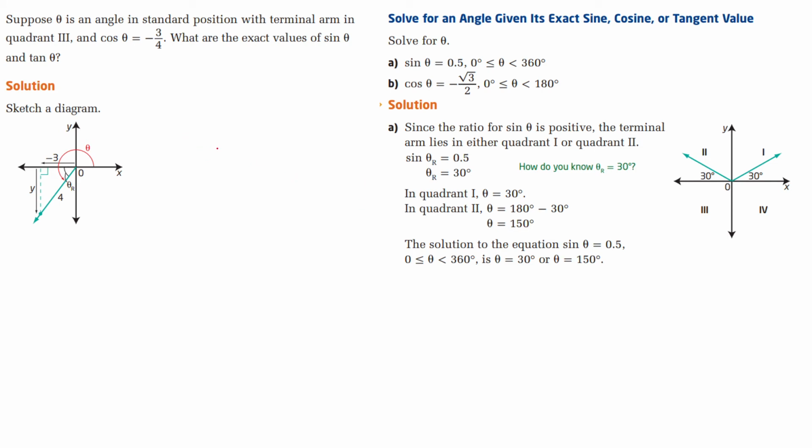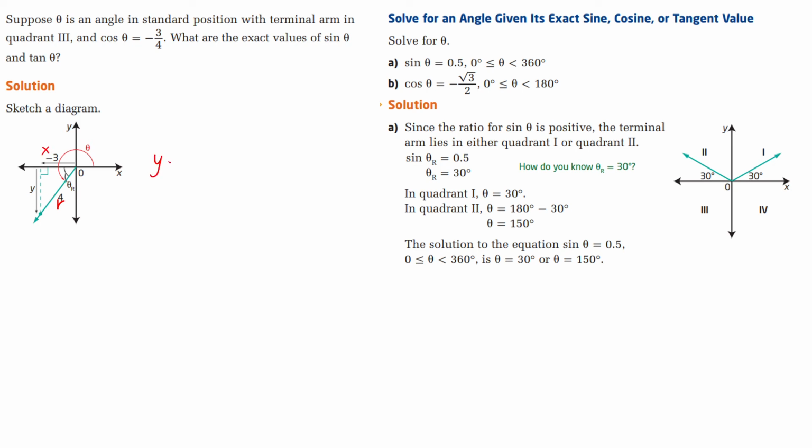Example 1. Suppose theta is the angle in standard position with terminal arm in quadrant 3, and cosine theta equals negative 3 over 4. What's the exact value of sine theta and tangent theta? So you should be able to do these kinds of examples. Here in quadrant 3, cosine theta is negative 3 over 4. So r is 4, and x is negative 3.